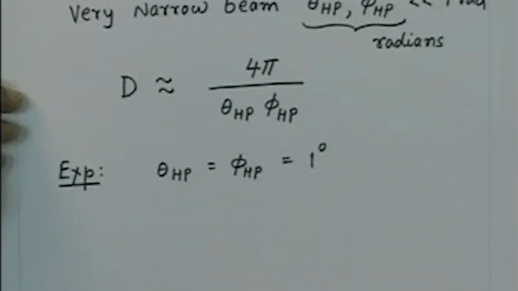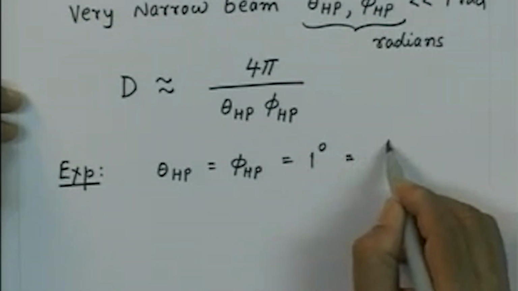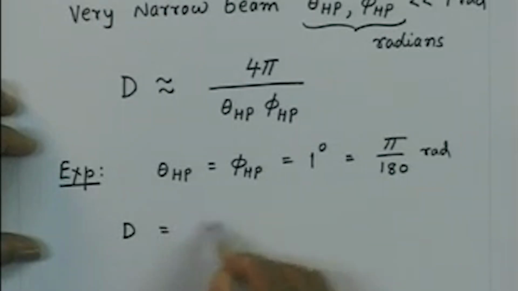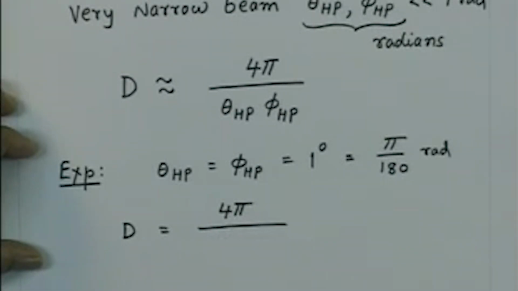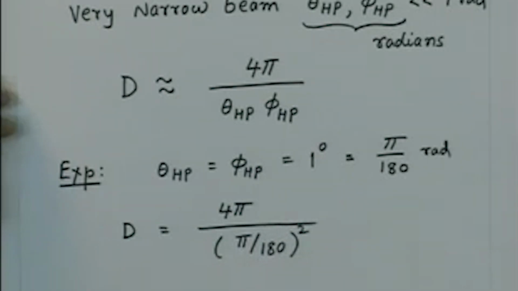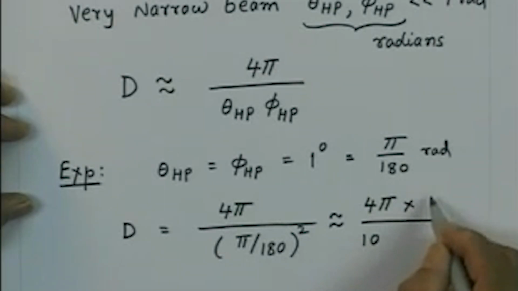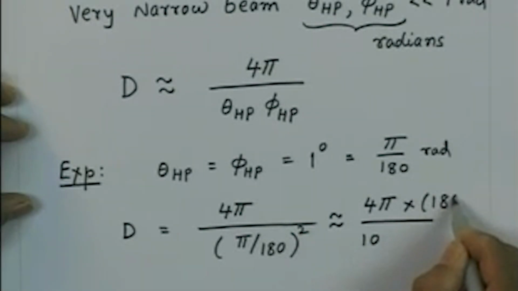We want this in radians, so this is equal to pi upon 180 radians. So the directivity for this antenna D will be 4 pi divided by pi upon 180 whole square. So this value, if I calculate, this will be 4 pi, this pi square will be approximately 10. So this is 10 pi square multiplied by 180 square. So this will be 180 square.